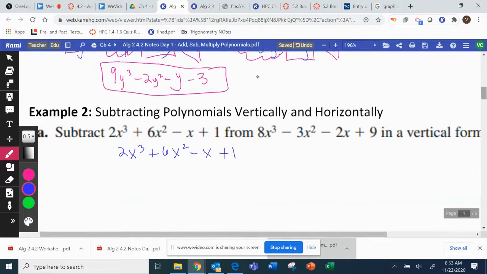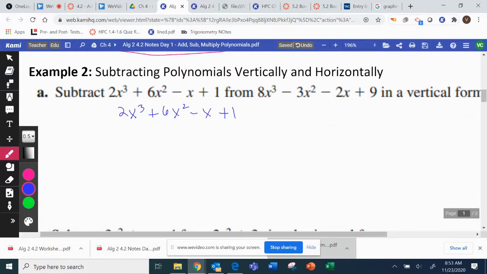Oh, nope, I'm already wrong. I didn't read the question. You should probably read the question before you start writing. Do you know why I'm wrong? Did you guys read the question? I'm wrong. Corey, why am I wrong? The vertical format comes when I write the second equation in there. Jacob, why am I wrong?